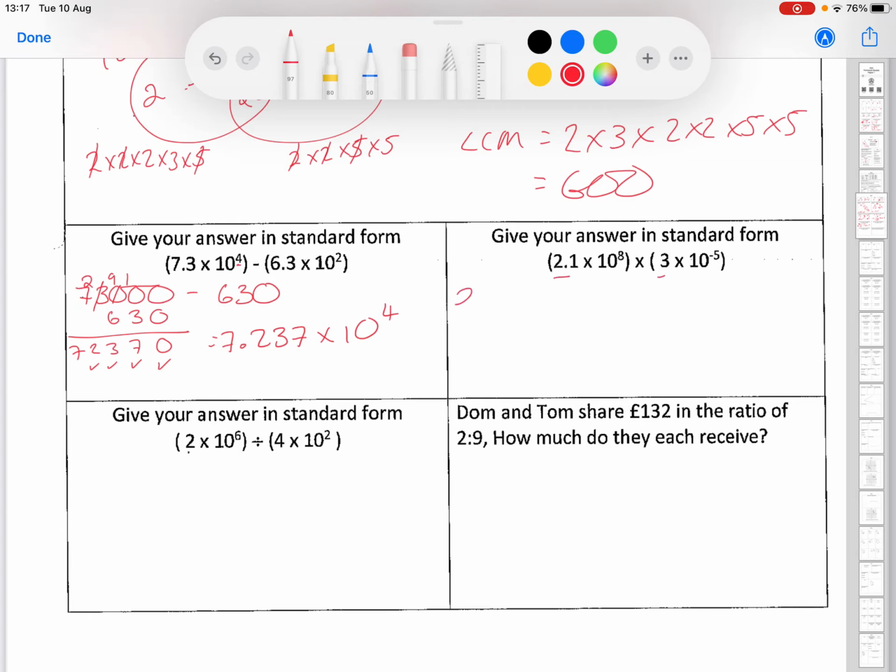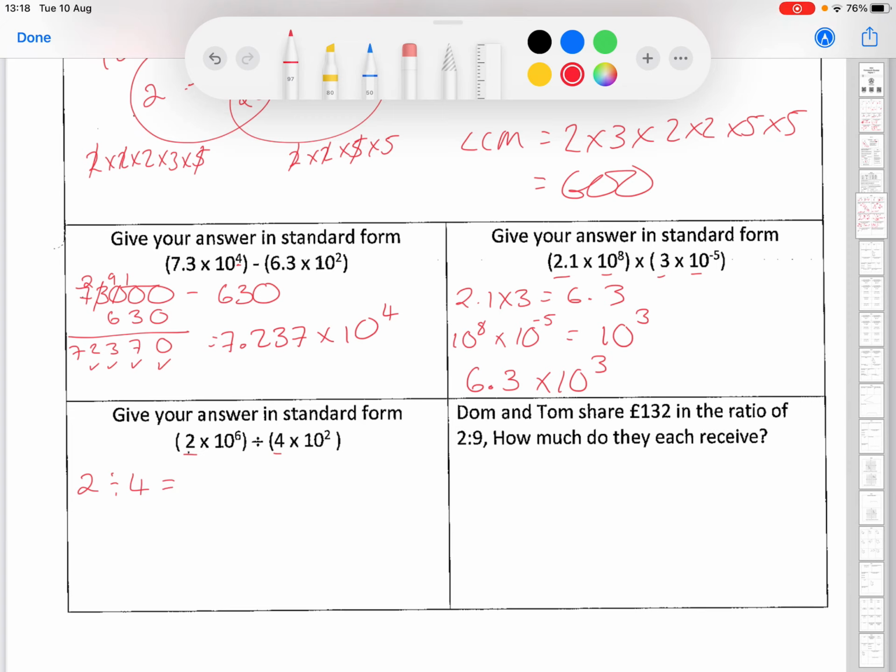When we're multiplying, we're going to multiply our numbers. So I'm going to do 2.1 times 3. So 2.1 times 3 is 6.3. And then we're going to times our powers. So we've got 10 to the power of 8 times 10 to the power of minus 5. When we are timesing, we need to add those powers. So 8 add minus 5 is just 8 take away 5, which is 10 to the power of 3. So our number is 6.3 times 10 to the power of 3.